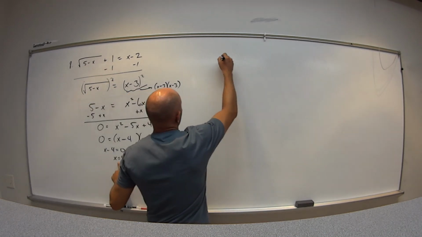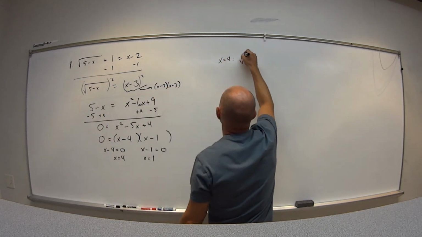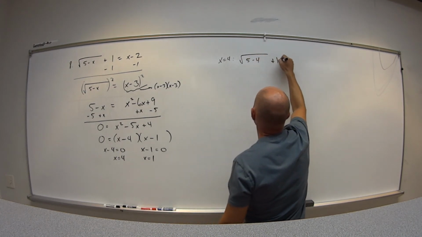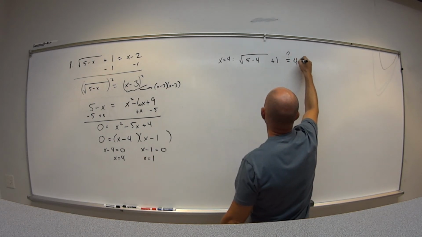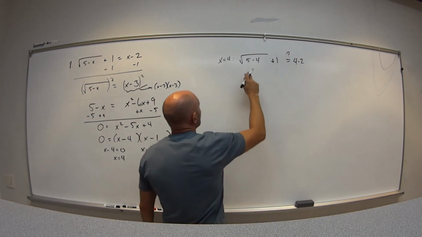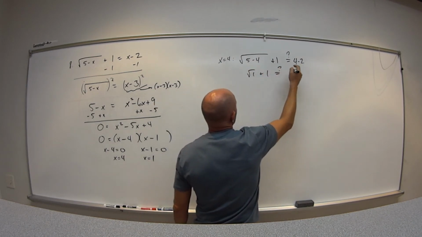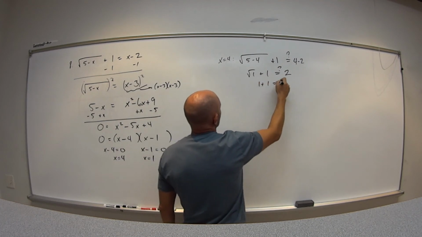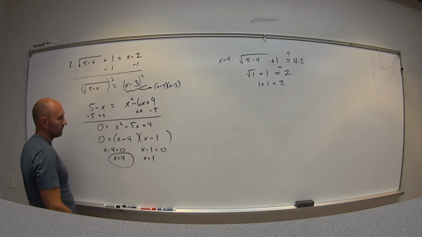So let's check x equals 4. When I plug that in, I get what? Square root of 5 minus 4 plus 1. And I want to know, is this equal to x, which is 4, minus 2? This is square root of 1 plus 1. Is this equal to 4 minus 2 is 2? Yes, 1 plus 1 is 2. So I know that x equals 4 is a valid answer.